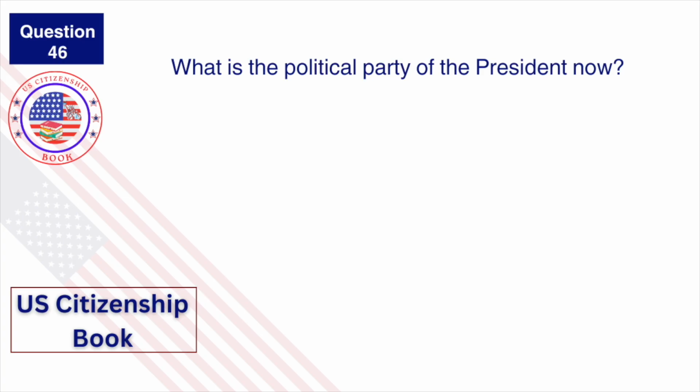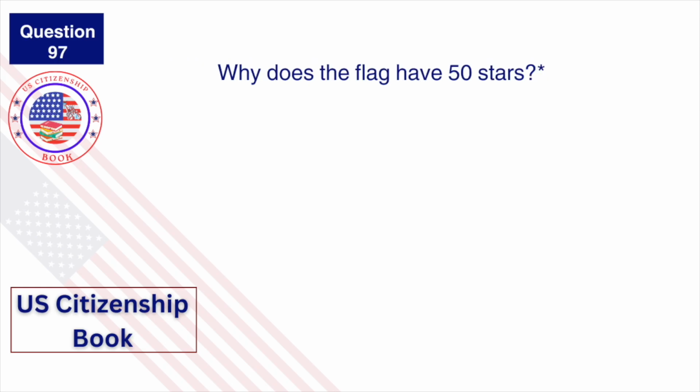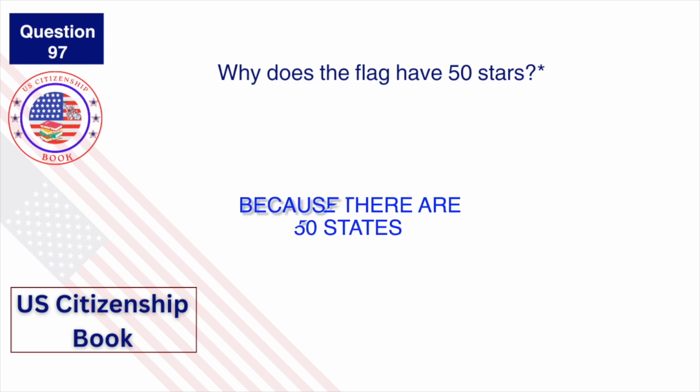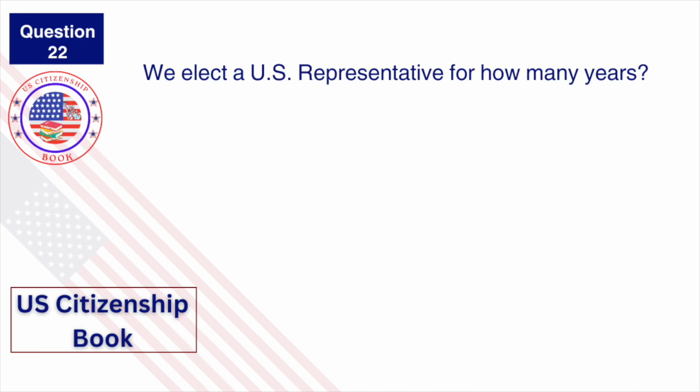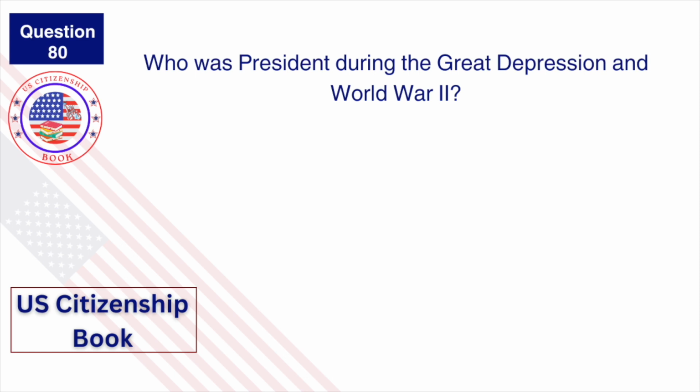What is the political party of the president now? Republican. Why does the flag have 50 stars? Because there are 50 states. We elect a U.S. representative for how many years? 2. Who was president during the Great Depression and World War II? Franklin Roosevelt.